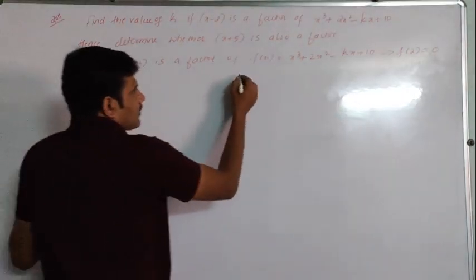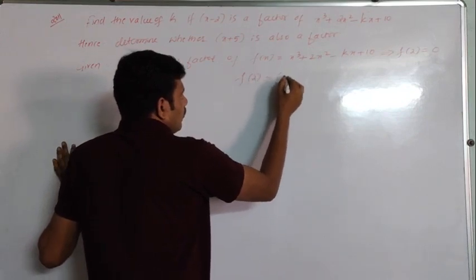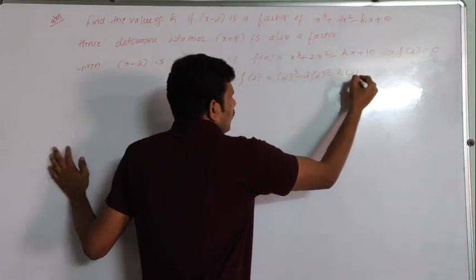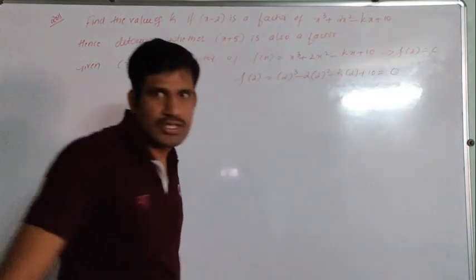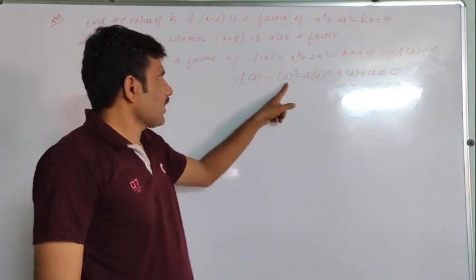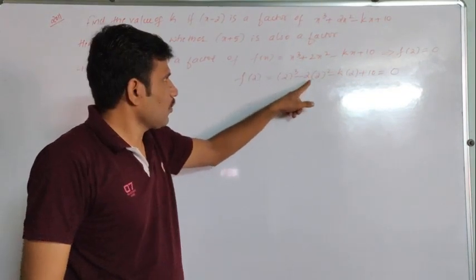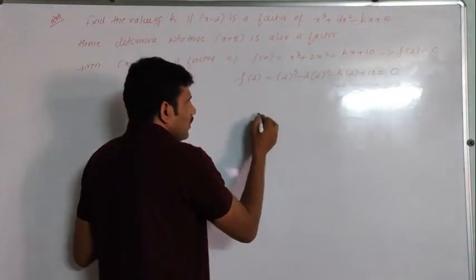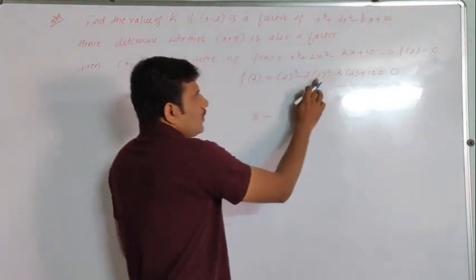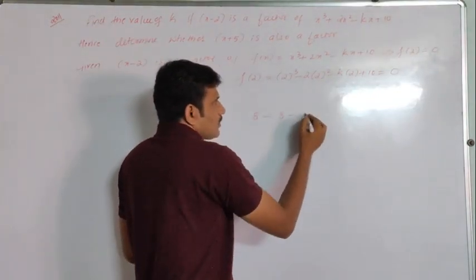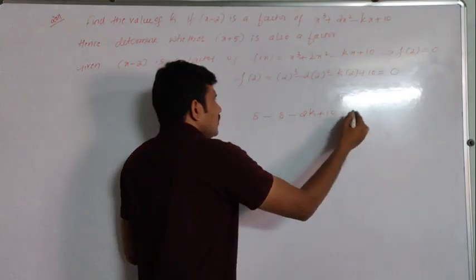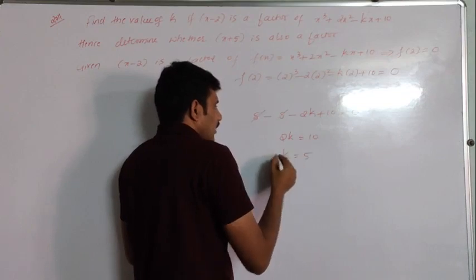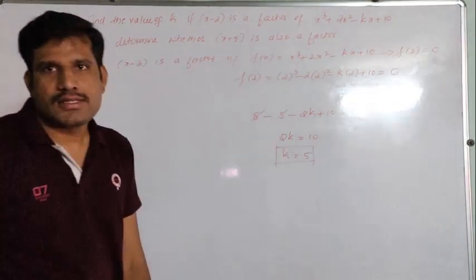So now x is equal to 2. f(2) is 2 cube plus 2 into 2 square minus a into 2 plus 10, and that answer will be 0. Is it clear? Now 2 cube is 8, 2 into 4 is 8, minus 2k plus 10 equal to 0. Now this will get cancelled, so 2k is equal to 10. What is the k value? The k value is 5. Is it clear? We got the k value.